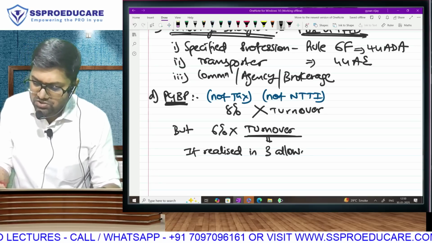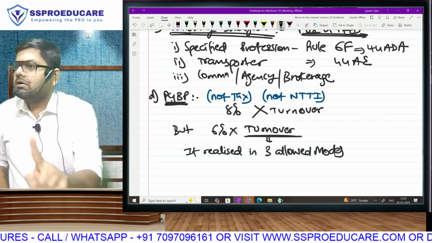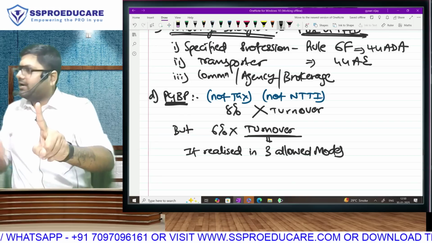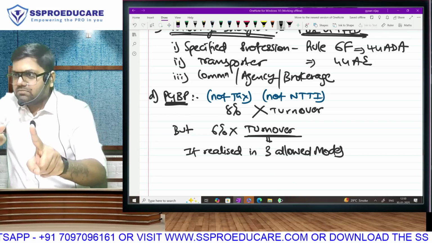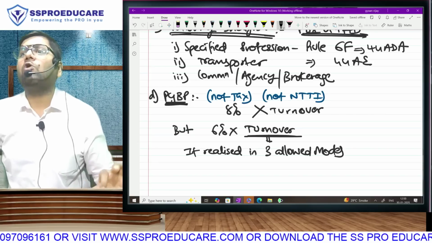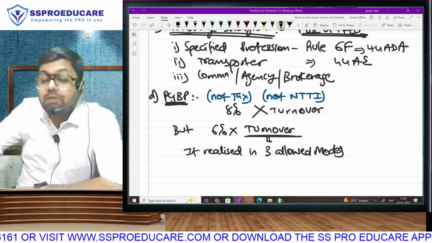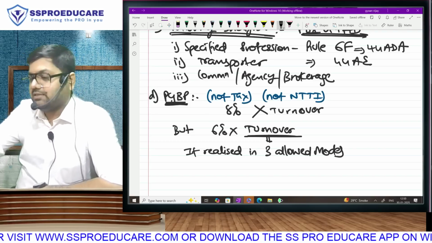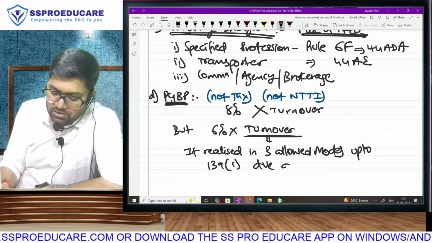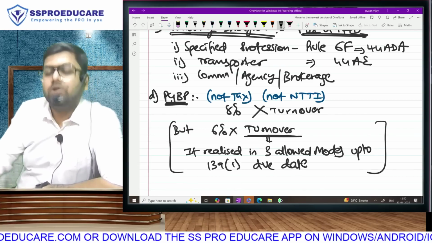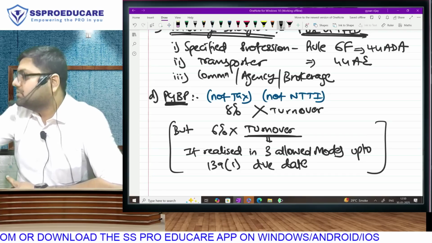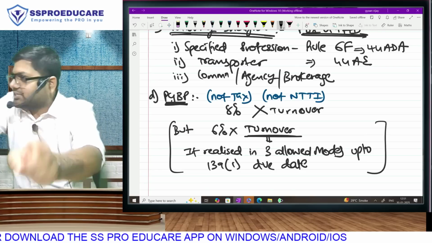When we say 3 allowed modes, no? So bearer cheque and crossed cheque are not covered here. The three allowed modes are account payee cheque, account payee draft, and electronic mode. And now you know the difference between crossed cheque, bearer cheque, and account payee cheque. That means, can I say this is a further incentive to go cashless? Your rate will become 6, but only on that amount of turnover which is realized in the three allowed modes up to your 139(1) due date. Whatever turnover is realized in those channels, that much will go at 6. Means, listen, 6 is not a replacement of it.